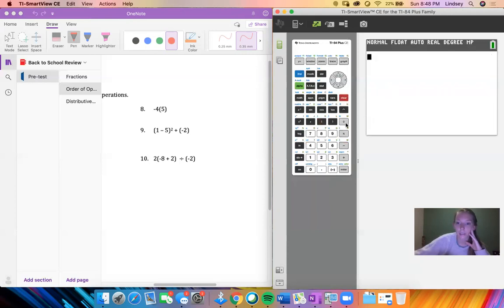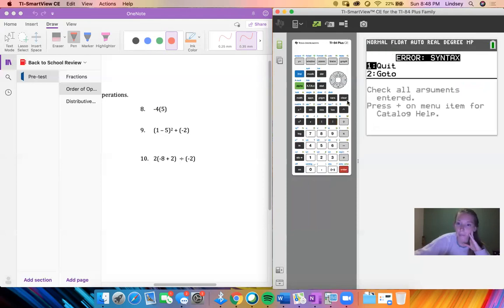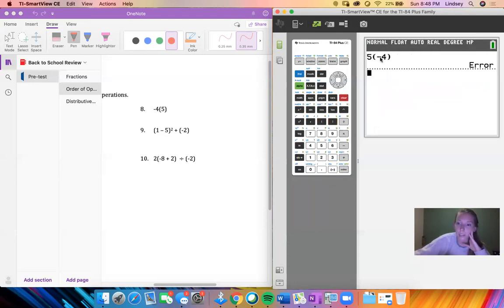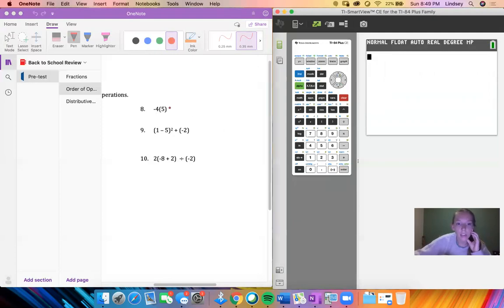well, let me clear it first. It won't even work because it's going to try to subtract whatever the last answer was. Let me try this. 5 times -4. Okay, I use the subtraction sign. It's going to give me an error code, okay, because I didn't use the negative sign. Over negative. There. Okay, so that was -20.